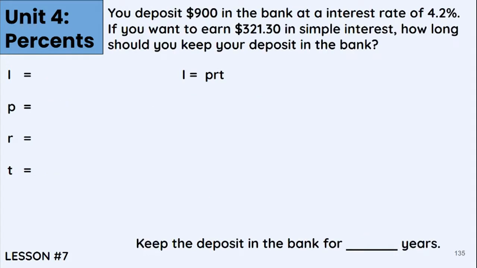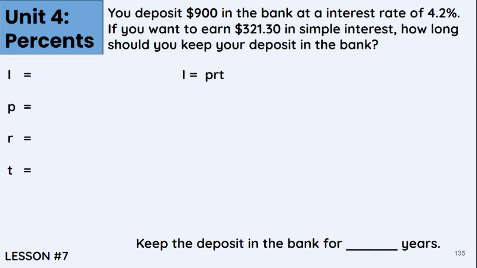You deposit $900 in the bank at an interest rate of 4.2%. If you want to earn $321.30 in simple interest, how long should you keep your deposit in the bank? So in this problem, they give us the principal, they give us the rate, they give us the interest, but they do not give us the time. So we're going to know everything except T.